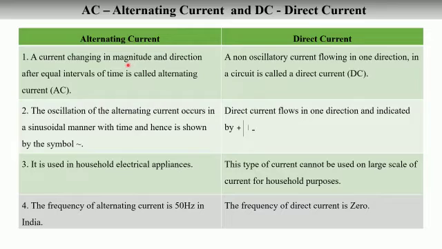Alternating current changes in magnitude and direction, both, after regular intervals of time. Hence, it is called alternating, whereas a direct current flows only in one direction. The oscillation of the alternating current occurs in a sinusoidal manner with time and hence is shown by the following symbol. So this is the symbol for alternating current.